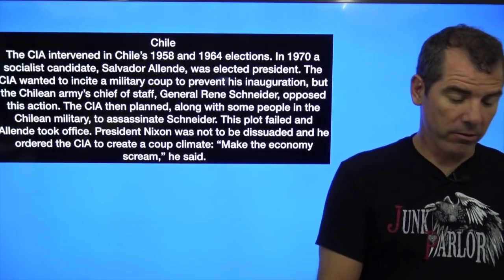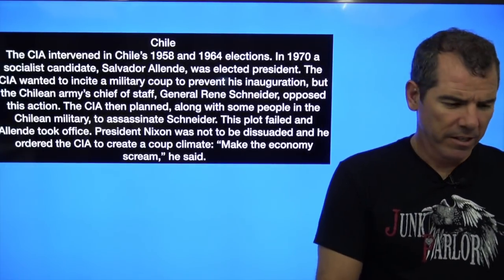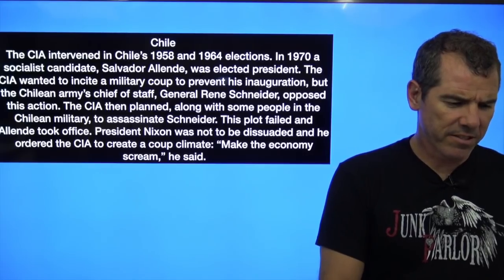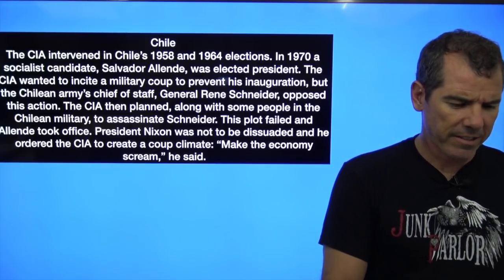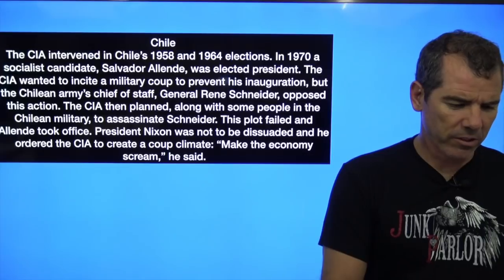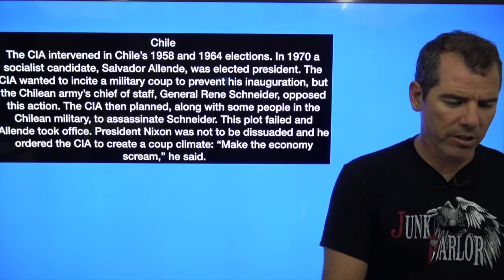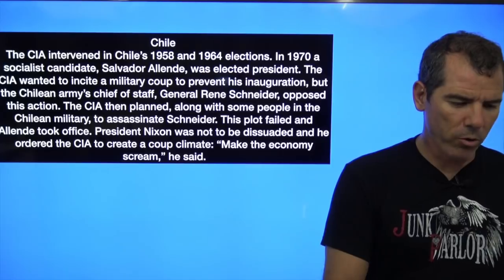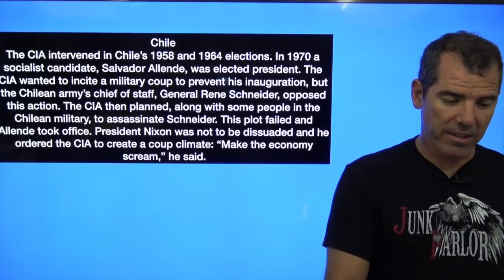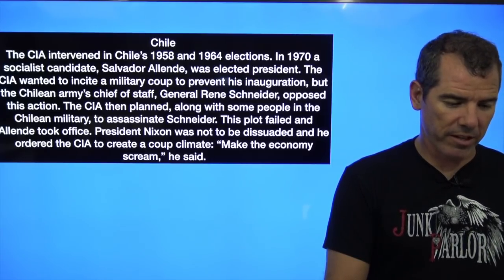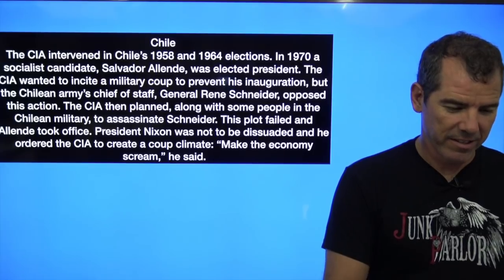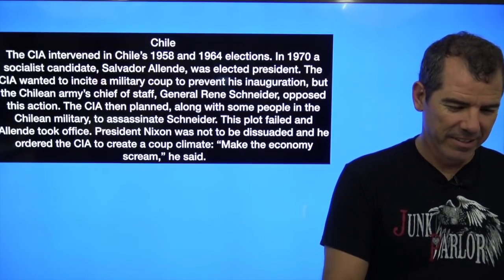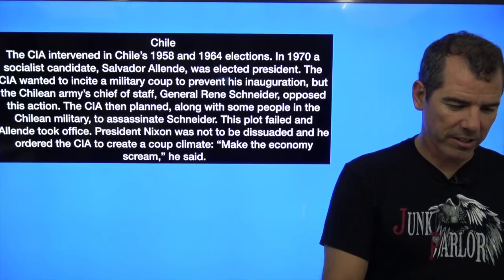Chile, the CIA, oh, there they are again, weird, intervened in Chile's 58 and 64 elections. In 1970, a socialist candidate, Salvador Allende, was elected president. The CIA wanted to incite a military coup to prevent his inauguration, but the Chilean Army's Chief of Staff, General René Schneider, opposed this action. The CIA then planned, along with some people in the Chilean military, to assassinate Schneider. This plot failed and Allende took office.